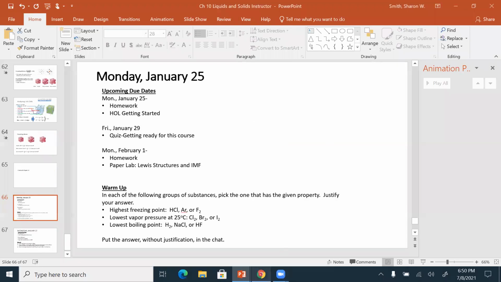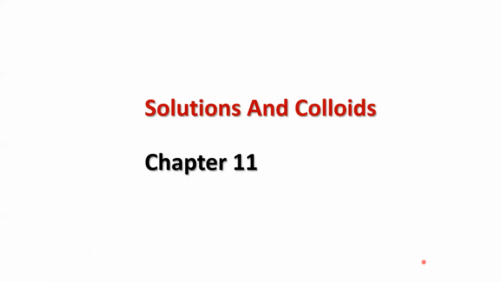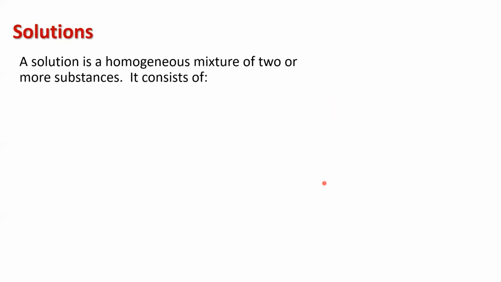So what we're going to do now is we're going to switch gears and we're going to go on to chapter 11. So chapter 10 dealt with solids and liquids. Chapter 11 is going to deal with solutions and colloids. So when we talk about a solution, it is defined as a homogeneous mixture. Okay, it's going to be made up of two or more substances.